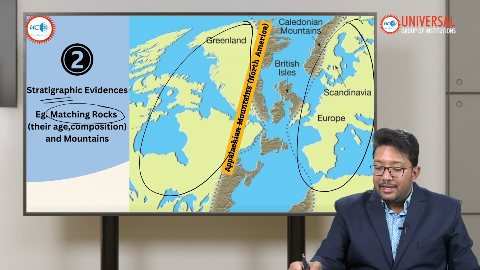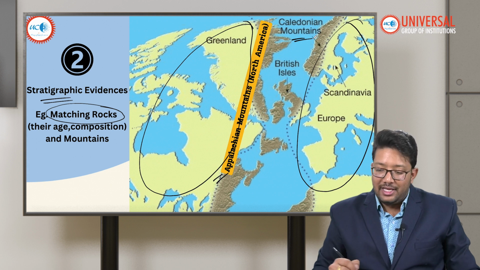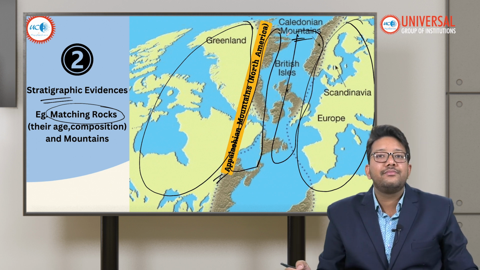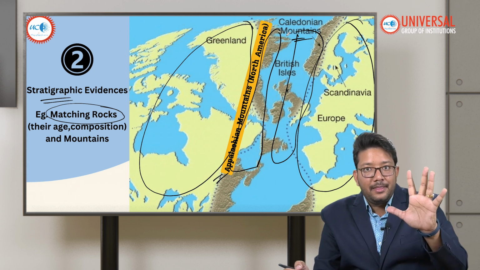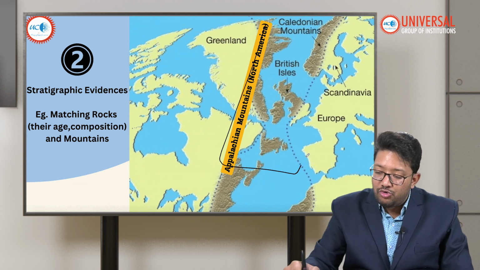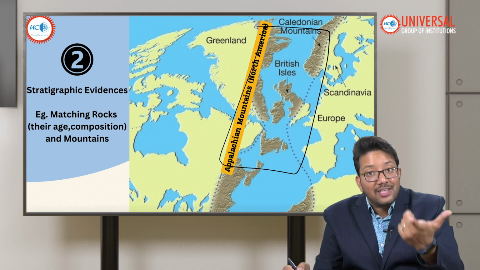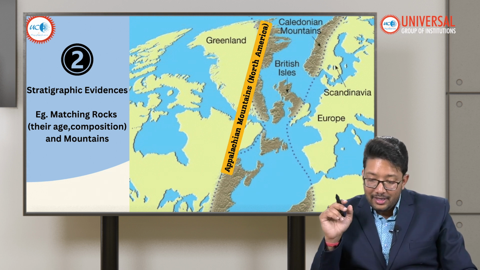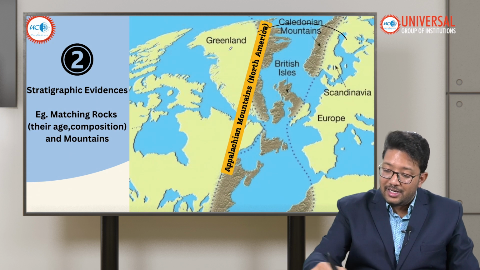Now he told that the Appalachian mountains and Caledonian mountains, these rocks are similar in composition, in age, and the mountains are similar. So he asked, how is it possible if these two parts were not connected? How come the age and composition of rocks are the same? That was his second evidence.